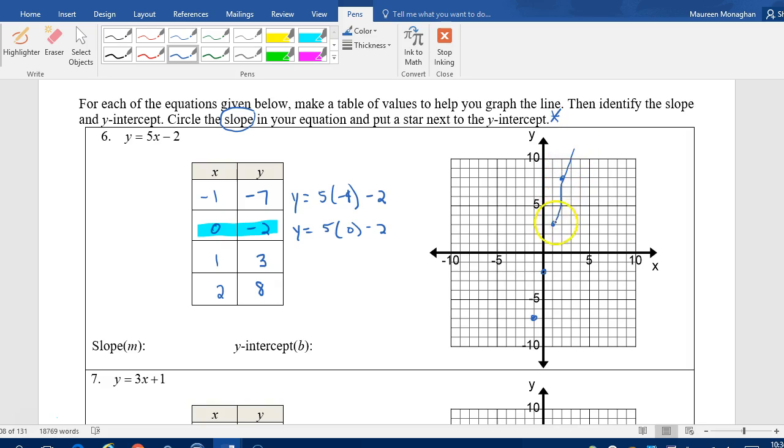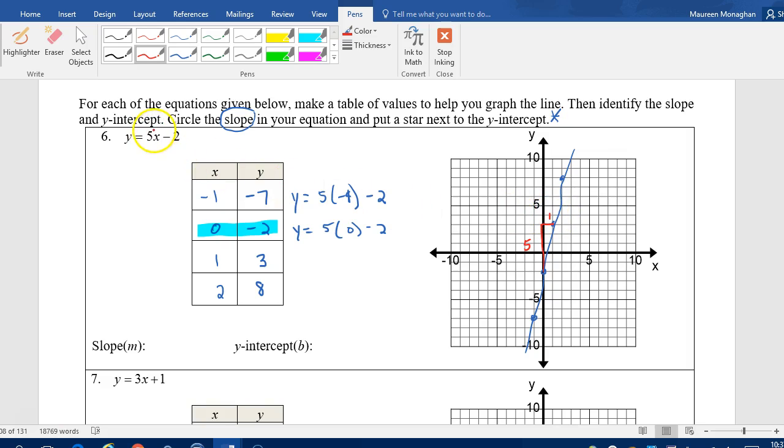We're going to connect these. And we can find the slope from one point to the next. We could do it that way. So the slope is 1, 2, 3, 4, 5 over 1.